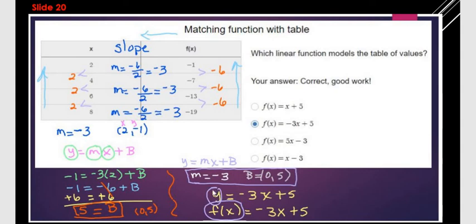Now I'm going to replace the y with f of x and write it in function form. And so when I do, it's this and it matches this one.